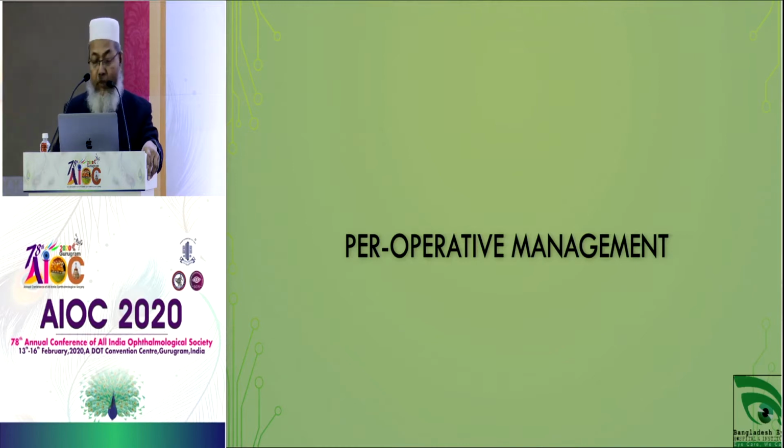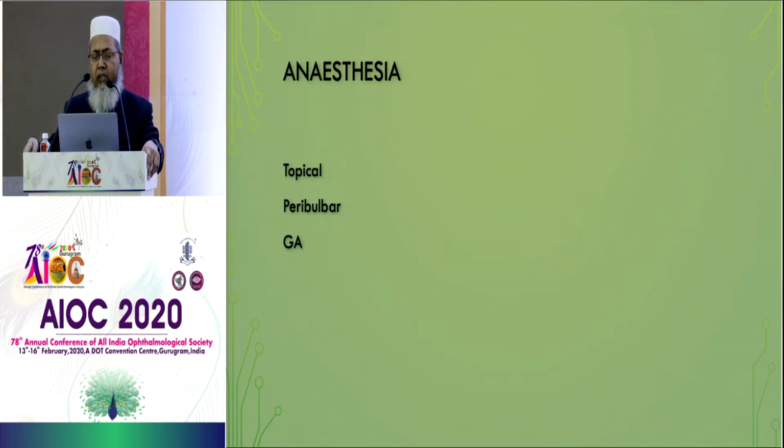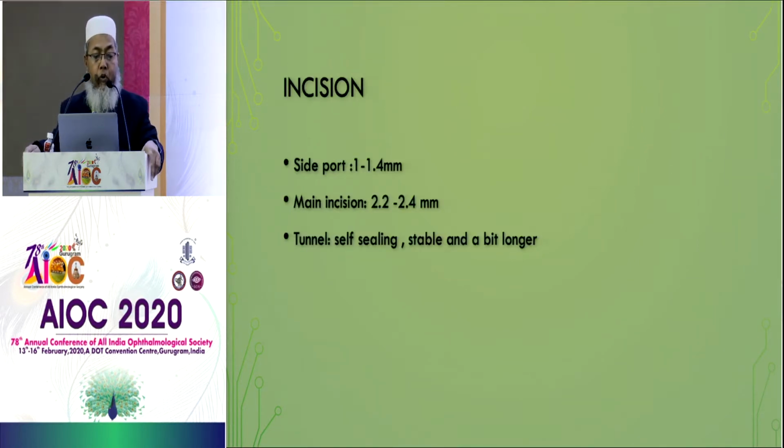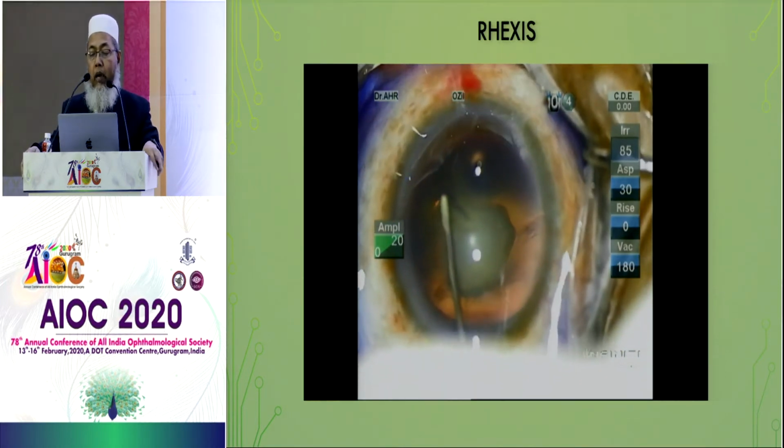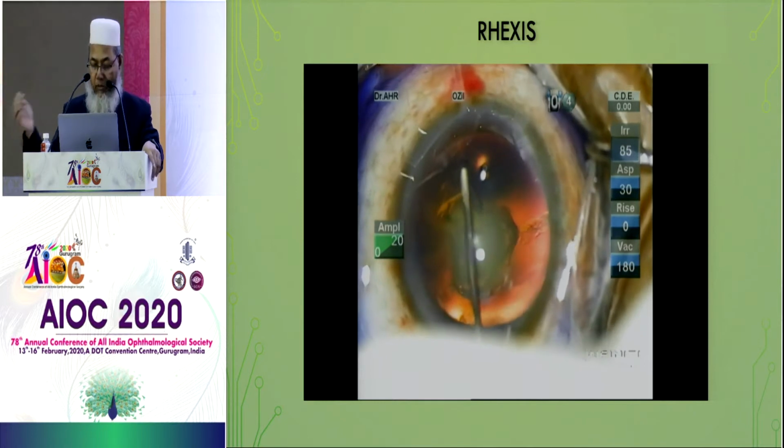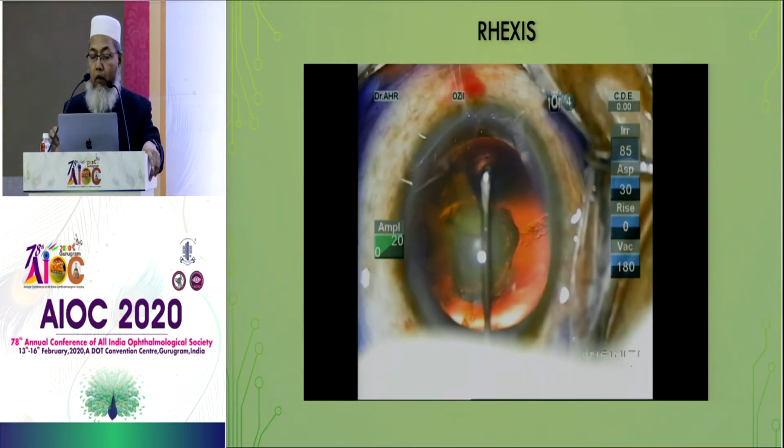Anesthesia is topical, peribulbar or GA according to the case. And the side port incision should be 1 to 1.4 millimeter, and the main incision from 2.2 to 2.4 millimeter according to the need of the surgeon. And the tunnel should be self-sealing, stable, and a bit longer. Here rhexis is very important.